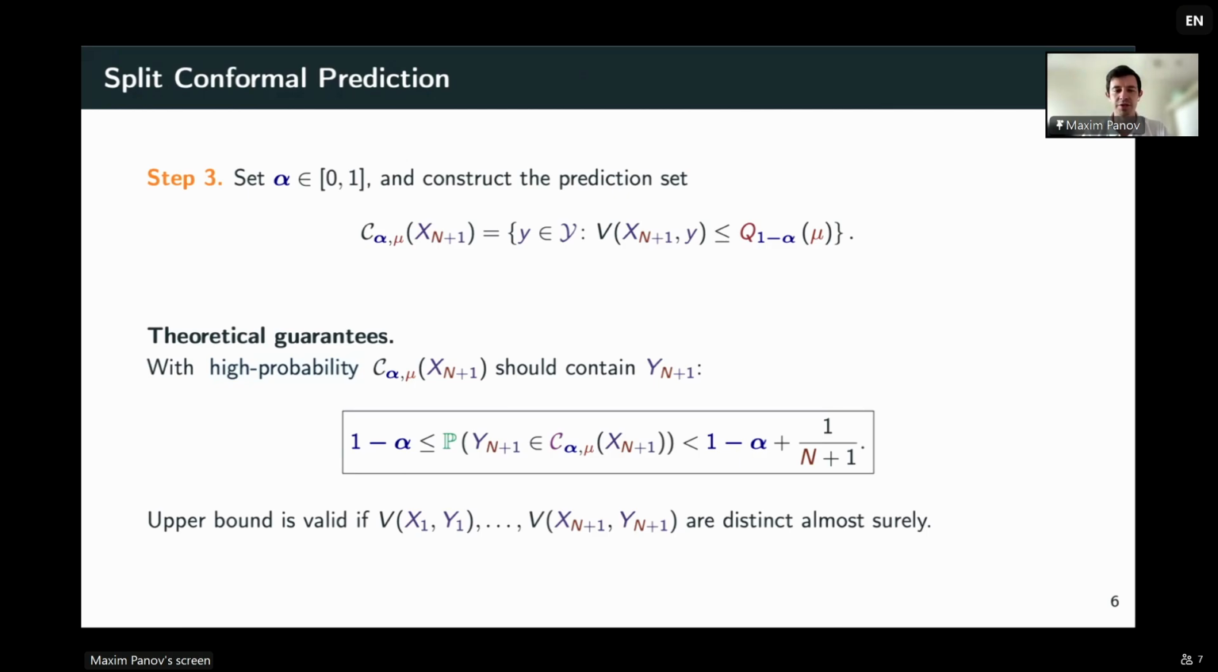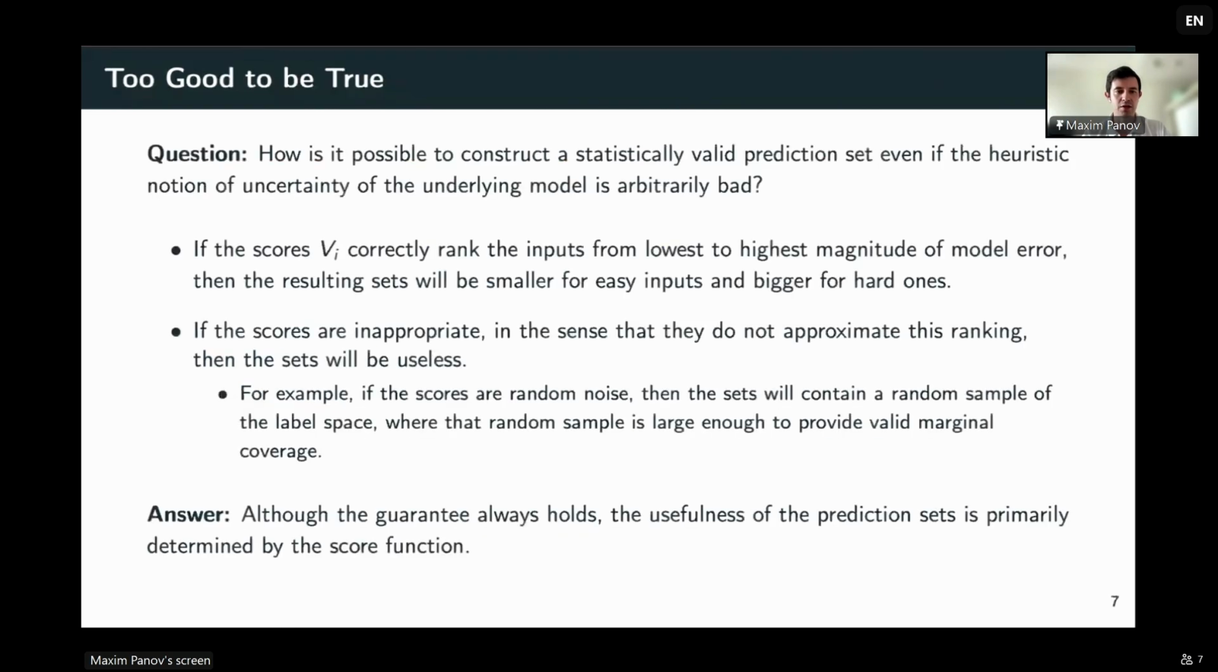There exist more general algorithms which are slightly different. Okay, so it looks very good and probably too good to be true. So how is it possible that we construct something with strong guarantees, and with a score function which was completely arbitrary? Well, in fact, this method will work well if the score function is meaningful.